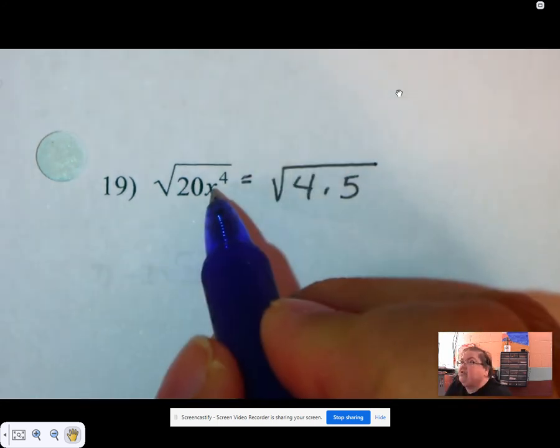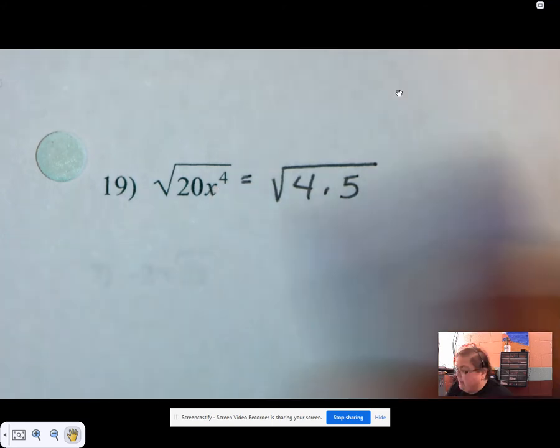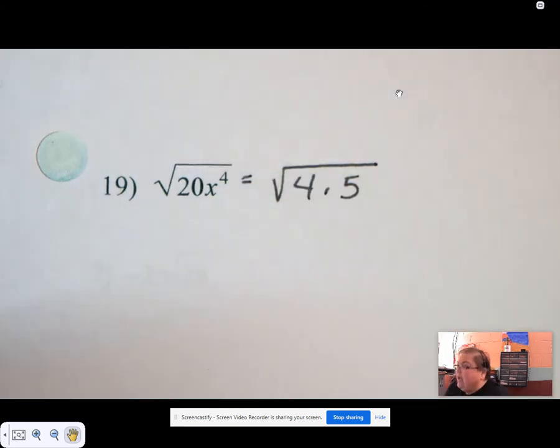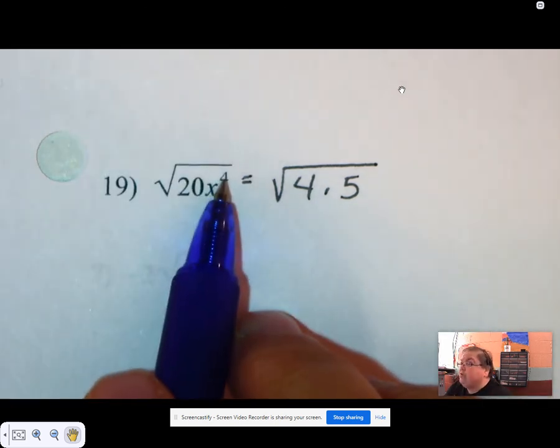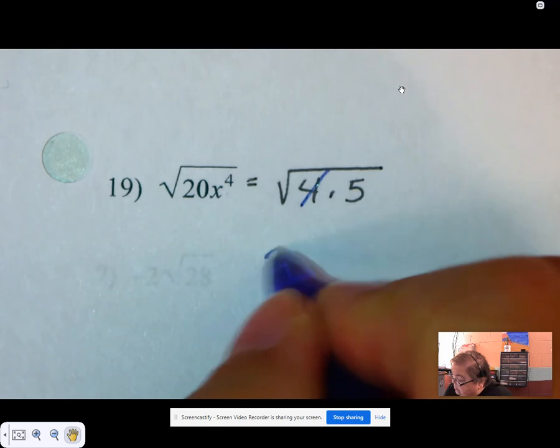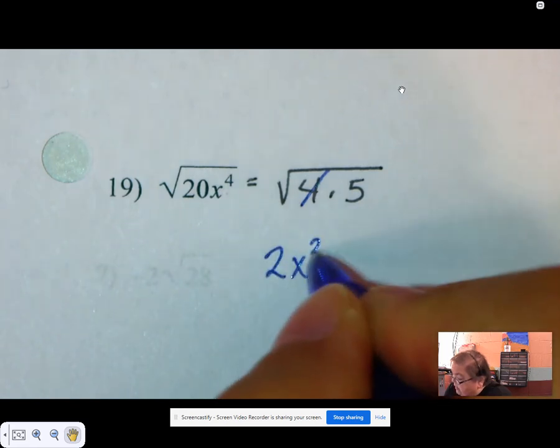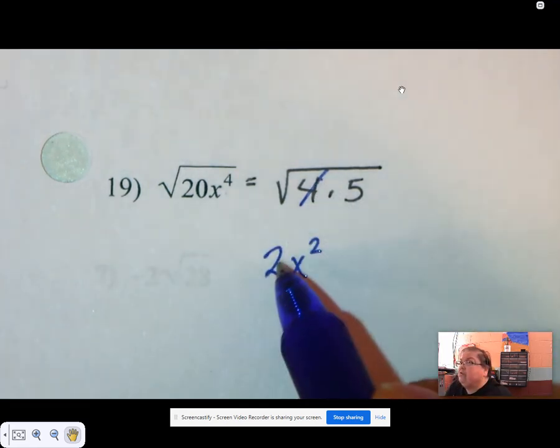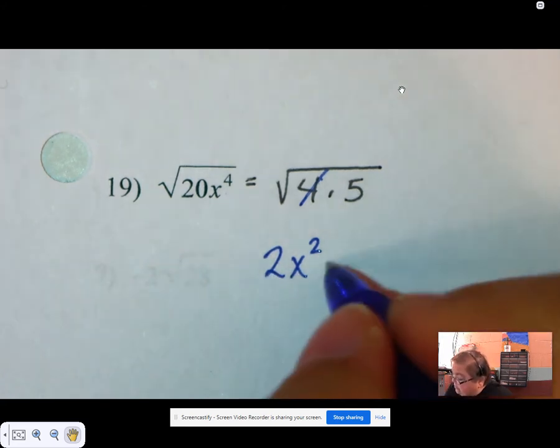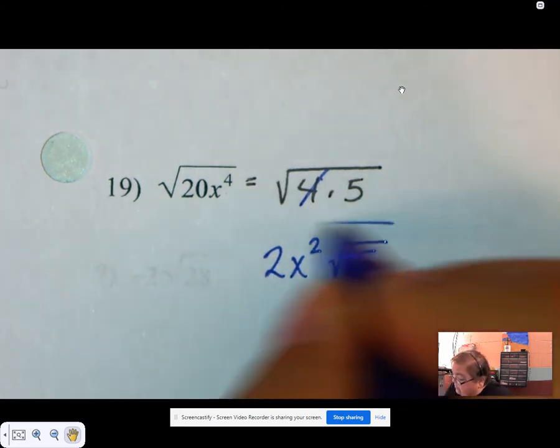Now, how many x's do I have? So how many can I pull out? 2. Remember, groups of 2, and I have 2 groups of 2 in 4. So 2, x squared, root of 4 is 2, x squared, root 5.